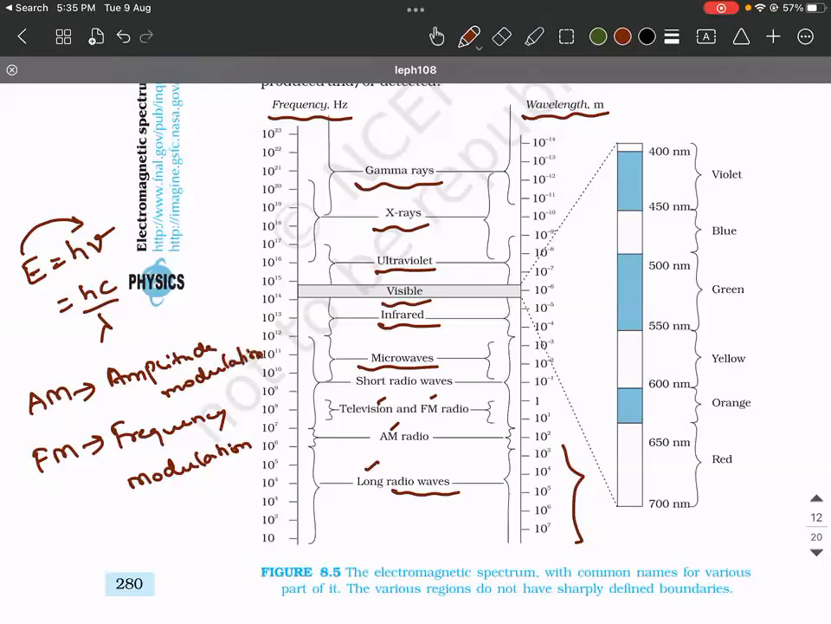So I think I remember explaining to you what is modulation. You have a message signal. When that message signal is mixed with a high frequency signal, that is a carrier signal, then you say that the wave is modulated. In FM, the frequency of the carrier signal is modulated. In AM, the amplitude of the carrier signal is modulated. Similarly, you have something called PM also, which is phase modulation.